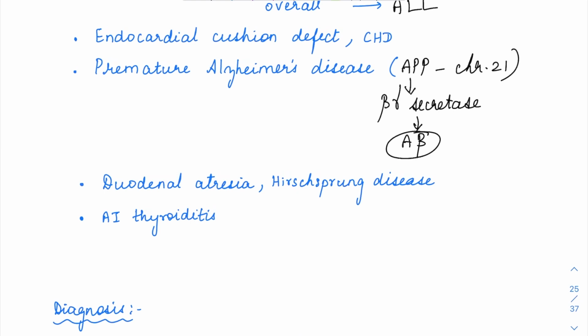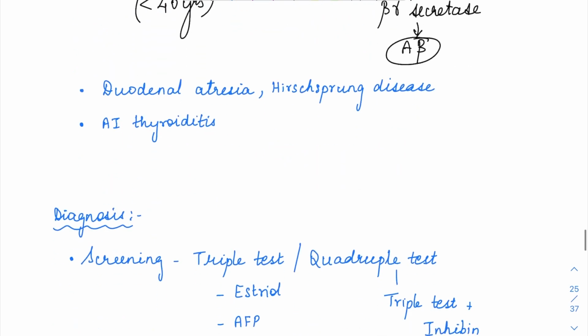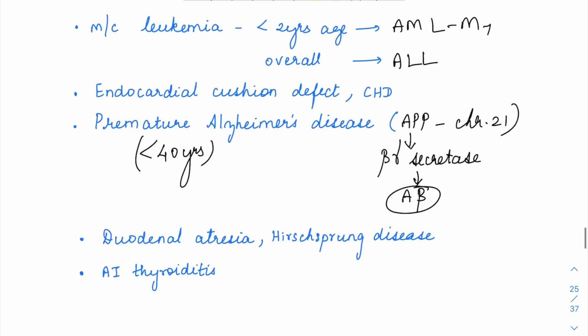So since amyloid precursor protein is present on chromosome 21, in Down syndrome, which is already trisomy 21, there is going to be an extra copy of APP. So from that, they are going to develop Alzheimer's disease at a very early age, less than 40 years itself. Okay. So apart from that, we are going to have duodenal atresia, Hirschsprung's disease, other autoimmune diseases and tumors. Okay.